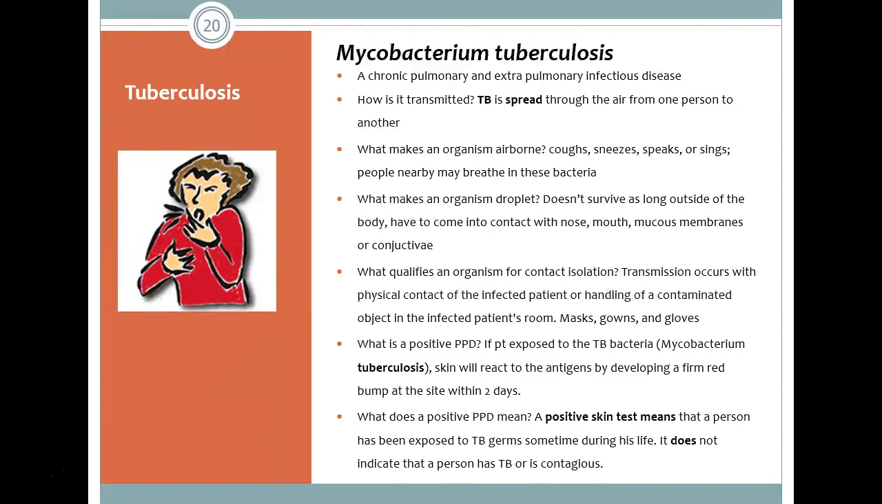If a patient is considered contact isolation instead of droplet or airborne precaution, contact isolation means that you must come into physical contact with the infected patient or handle contaminated objects from the patient's room. So, like mask, gown, gloves, anything from the patient's room that could have that bacterial infection on it.